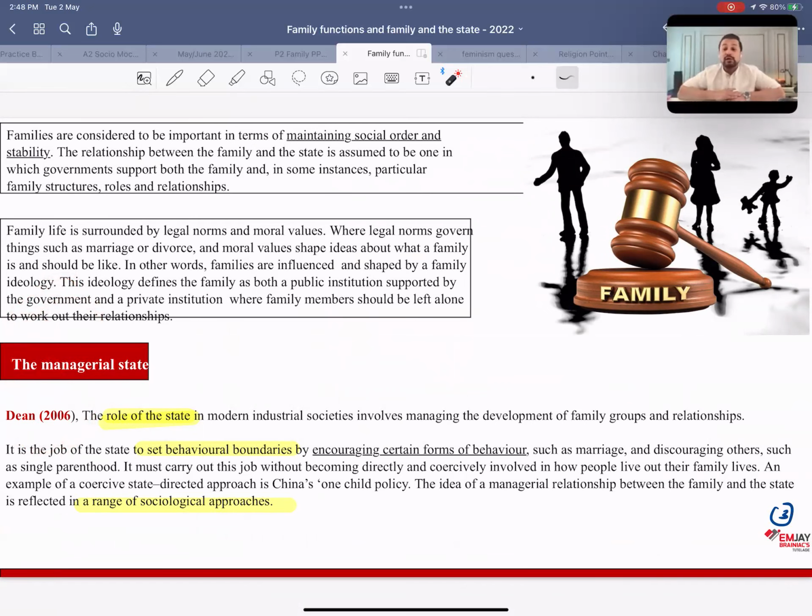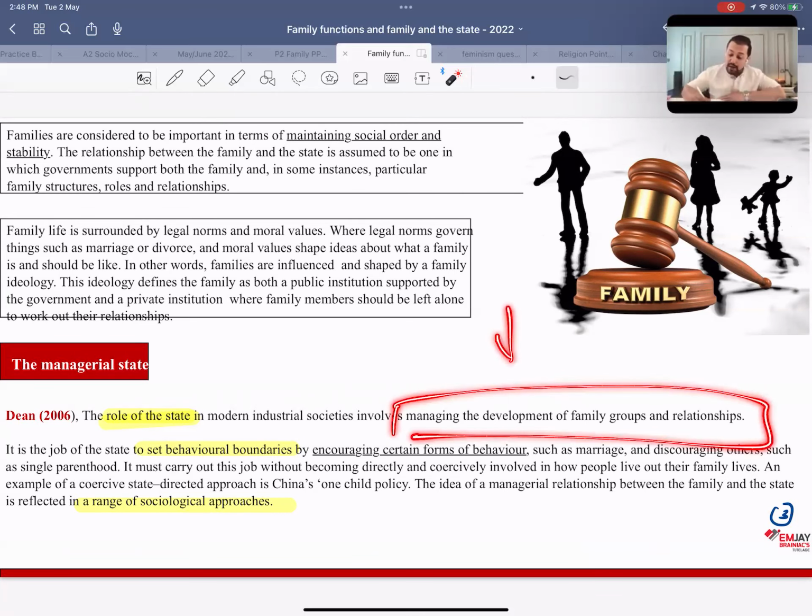According to Dean, in the year 2006, the role of the state in modern industrial societies involves managing the development of family groups and relationships. Now, we're talking about the state having to manage the development of family groups and relationships. In other words, the state has to have enough involvement in family life to be able to set boundaries between what is right and what is wrong, to maintain social order, to bring in stability within society.